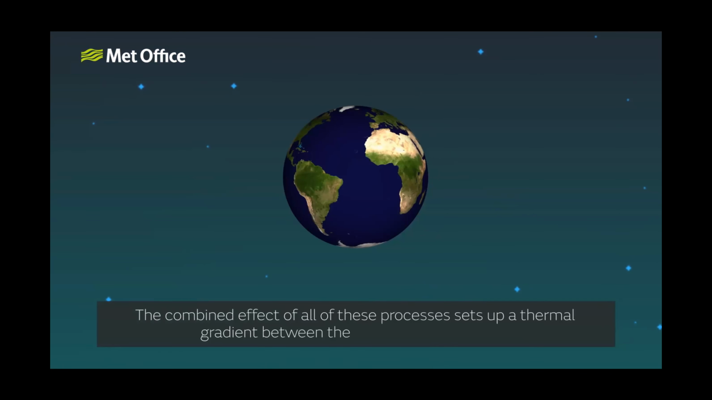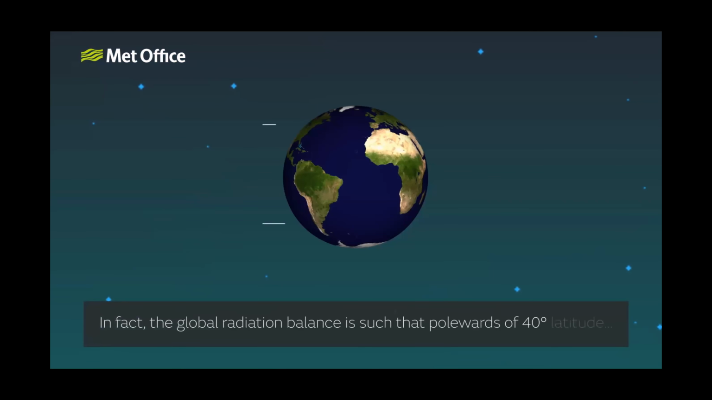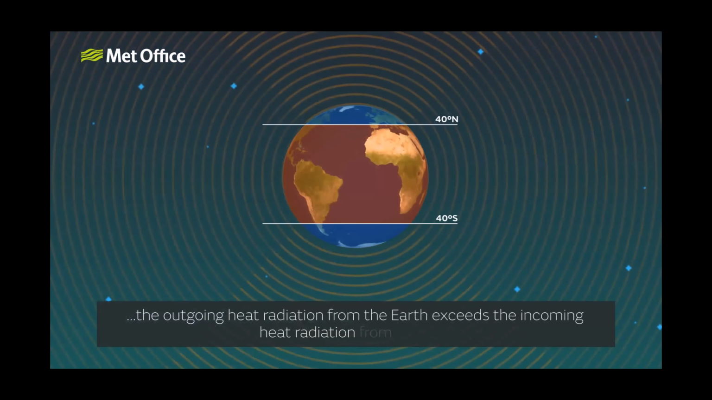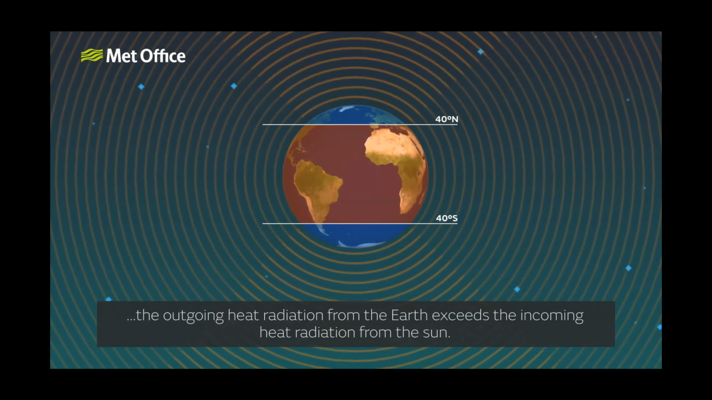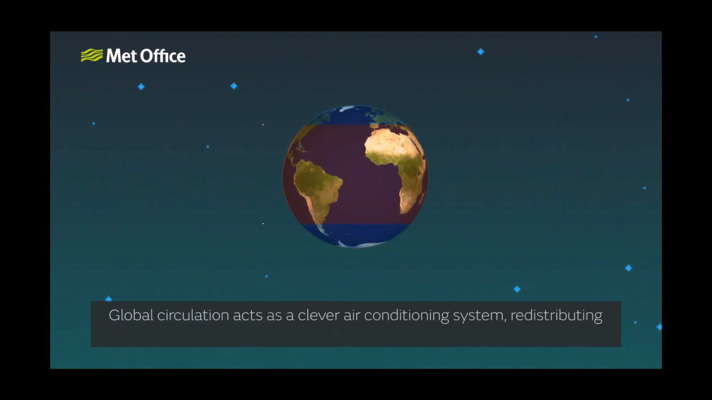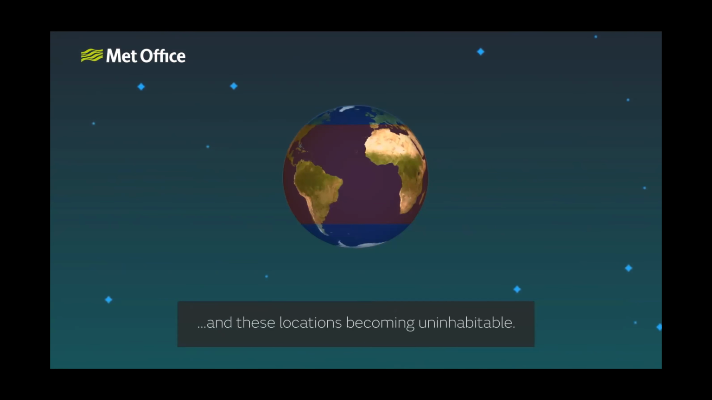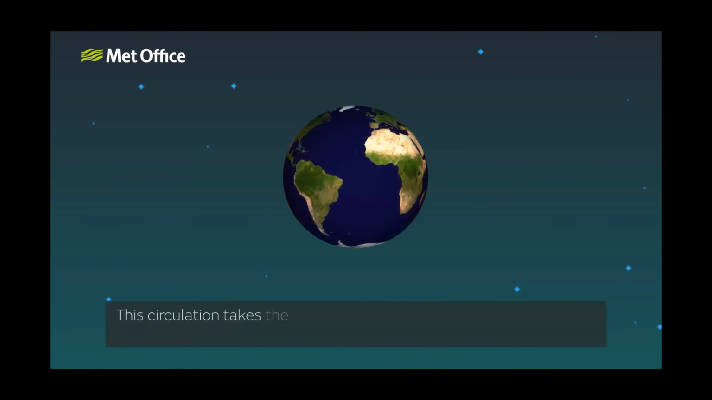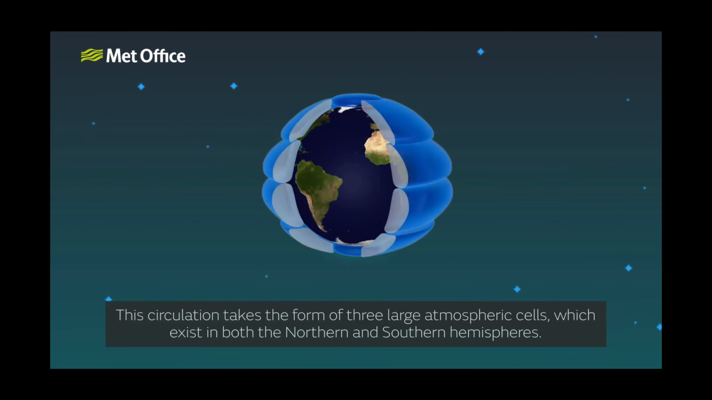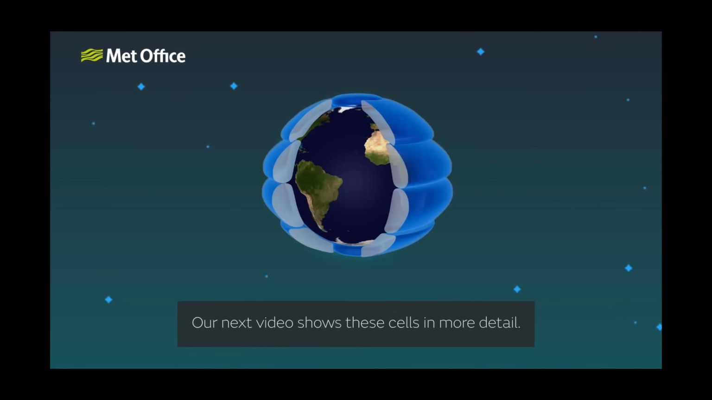The combined effect of all of these processes sets up a thermal gradient between the equator and the poles. In fact, the global radiation balance is such that poleward of 40 degrees latitude, the outgoing heat radiation from the Earth exceeds the incoming heat radiation from the sun. Global circulation acts as a clever air conditioning system, redistributing the heat, stopping the equator becoming hotter and hotter and the poles becoming colder and colder, and these locations becoming uninhabitable. This circulation takes the form of 3 large atmospheric cells, which exist in both northern and southern hemispheres. Our next video shows these cells in more detail.